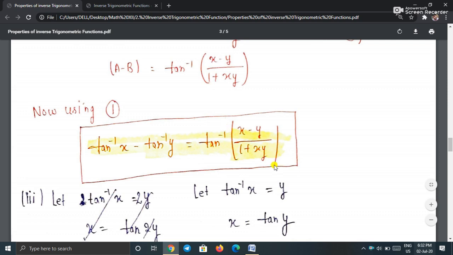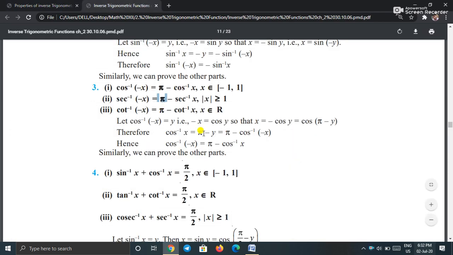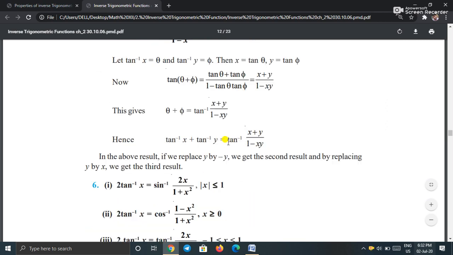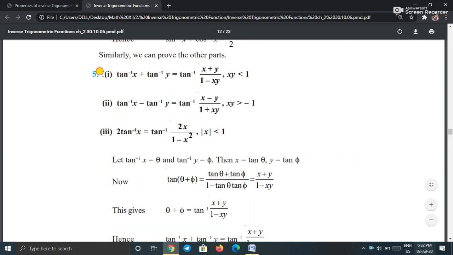So tan inverse x minus tan inverse y is equal to tan inverse of (x minus y) upon (1 plus xy). Similarly, you can prove this formula for the positive sign. The proof of the first part is given in your book and the proof of the second part is given in my solutions, right?